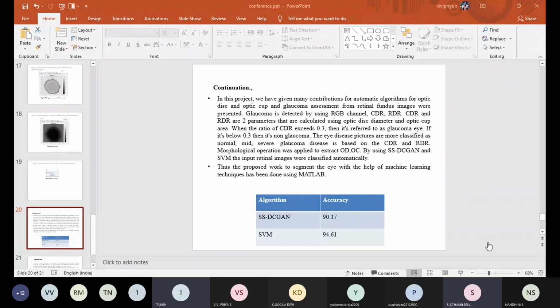So you tell that value. What is the disc value of a normal eye? What is the cup value of a normal eye? And what is the value which gets changed in this affected image? You just tell it orally.